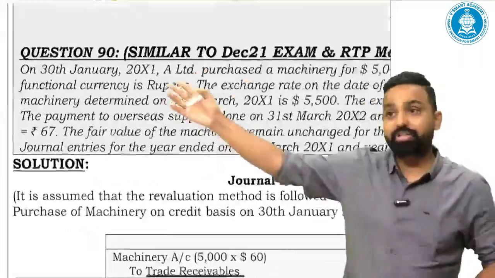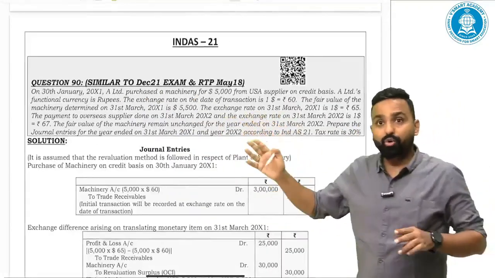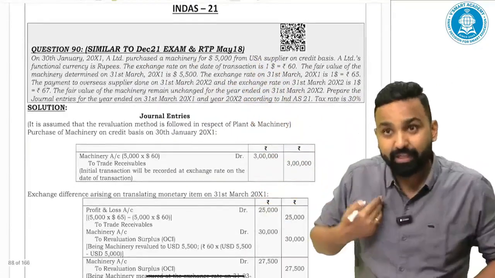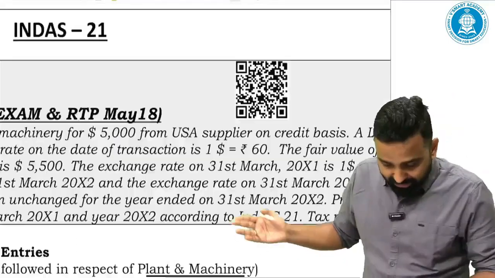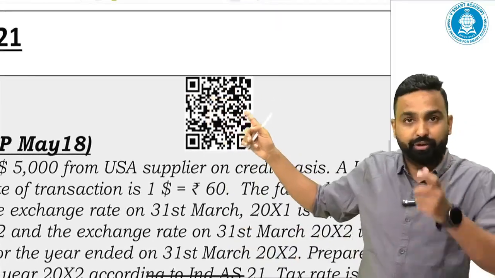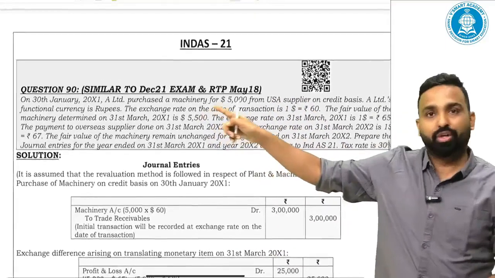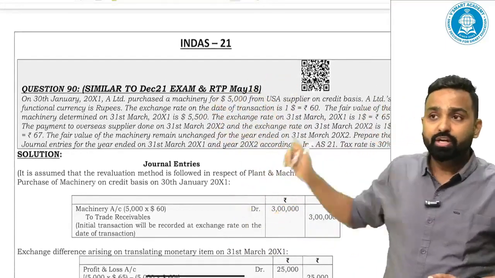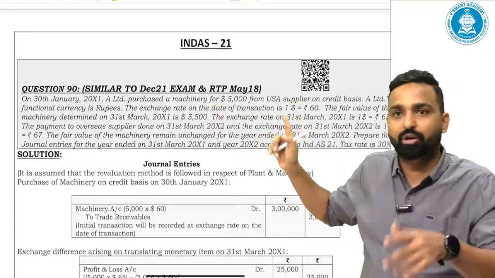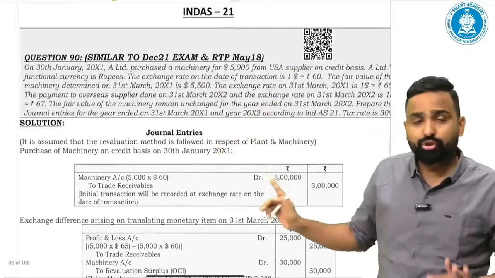See, it is question number 90. Now, if you want me to solve the entire question, just refer to this QR code. If you refer to this QR code, you will get the complete video on this question only. You can watch that video at 2x speed or 1.5x speed. But let me show you one thing.